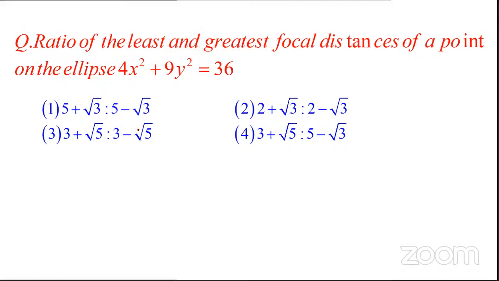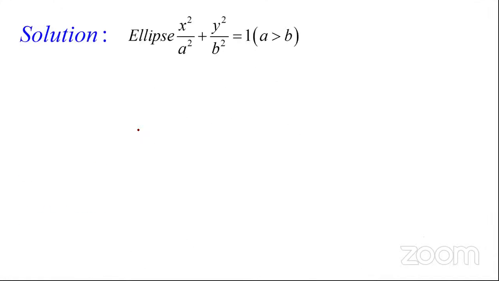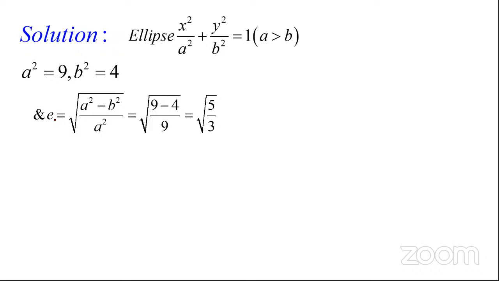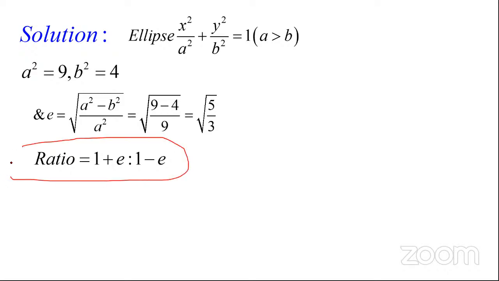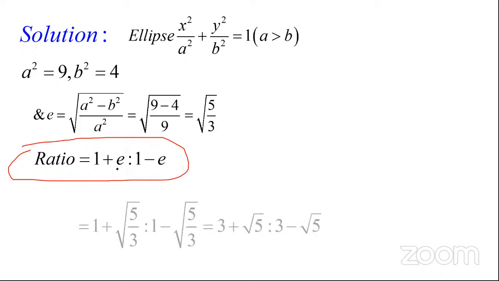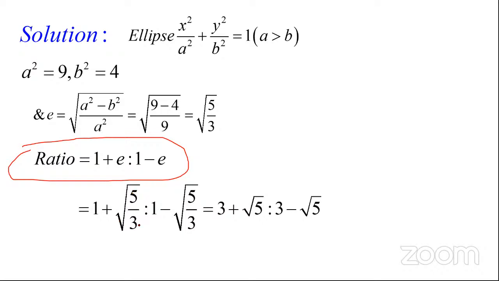We have a formula from which we can find that. The ellipse is x²/a² + y²/b² = 1 with a greater than b. From the question we get a² = 9 and b² = 4. From this we find the e value: e = √(a² − b²)/a², so e is √5/√3 under the root. Then the ratio is 1 + e : 1 − e. Just simplify: 1 + √5/3 : 1 − √5/3, take the LCM and you will get 3 + √5 : 3 − √5. Okay, next. Option 3 is the correct one.